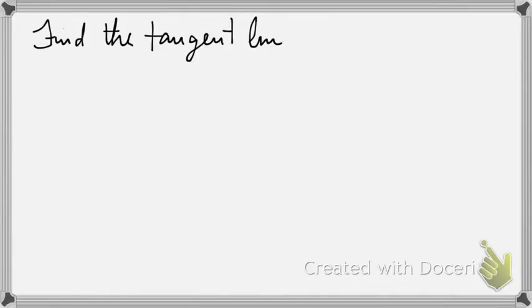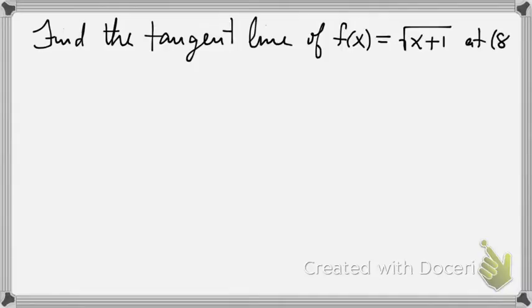What if I ask you to find the tangent line of f of x equals square root of x plus 1 at 8, 3. Now, of course, that point should be on the graph. So if you plug in 8, the answer should be 3. Otherwise, something went wrong. All right?